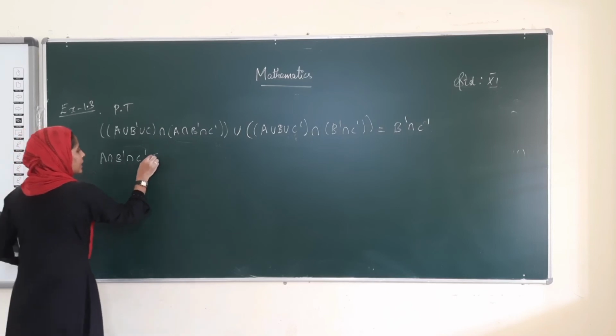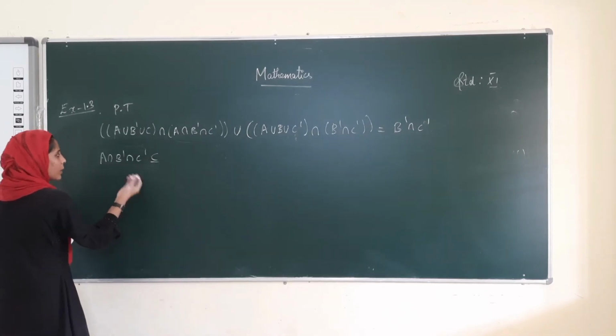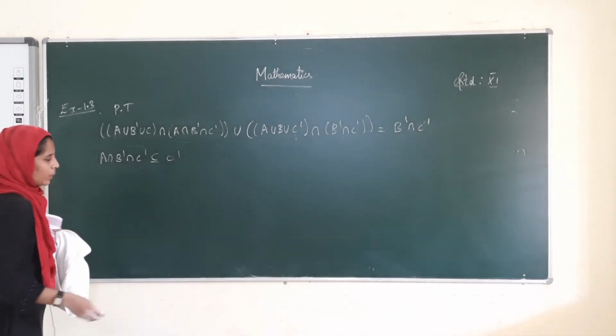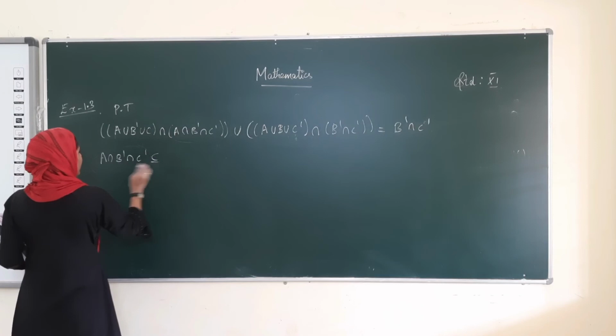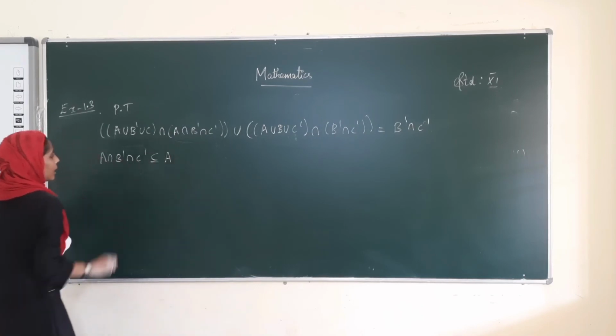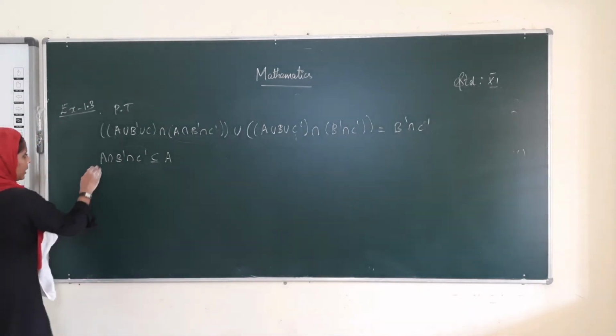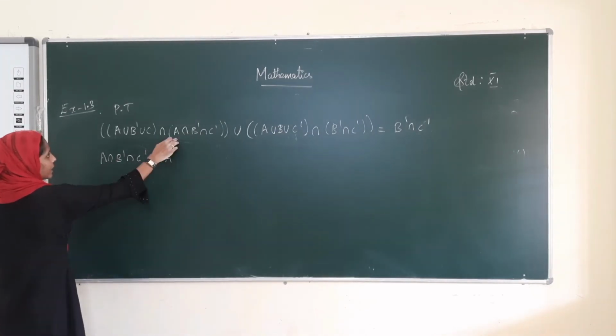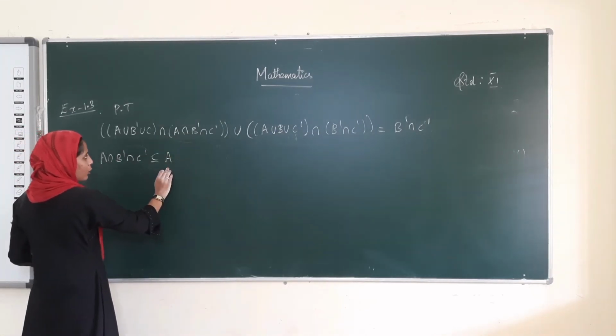Therefore what we can say is this is a subset of any of the elements. We can say it is a subset of A or B dash or C dash. Okay, we can say this like this. Therefore let us take this as A. This element will be in A. Therefore A intersection B dash intersection C dash is a subset of A.